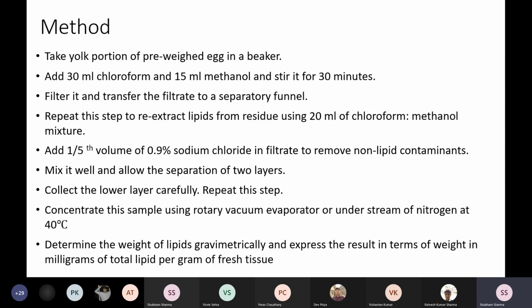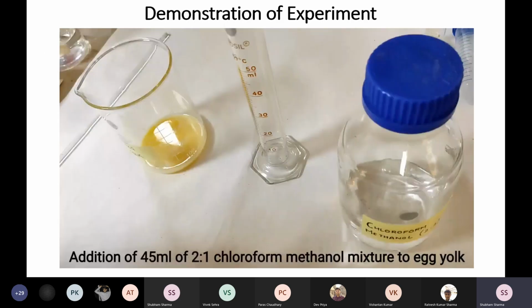Now we want to concentrate the amount of sample. For that, we can use an oven, we can use a rotary vacuum evaporator, or we can also use a stream of nitrogen. Lastly, we will weigh the amount of lipid extracted, and we will express it in milligram of total lipid per gram of fresh tissue. Now let's see the video.